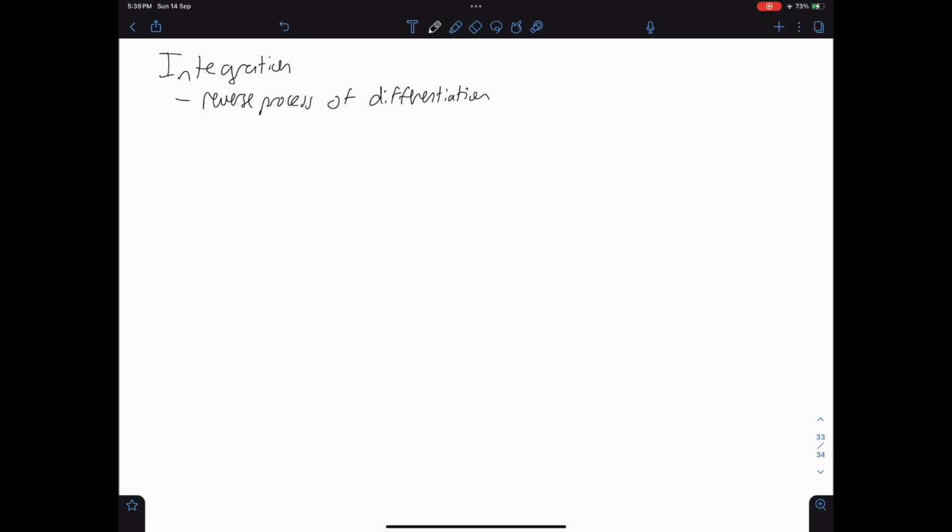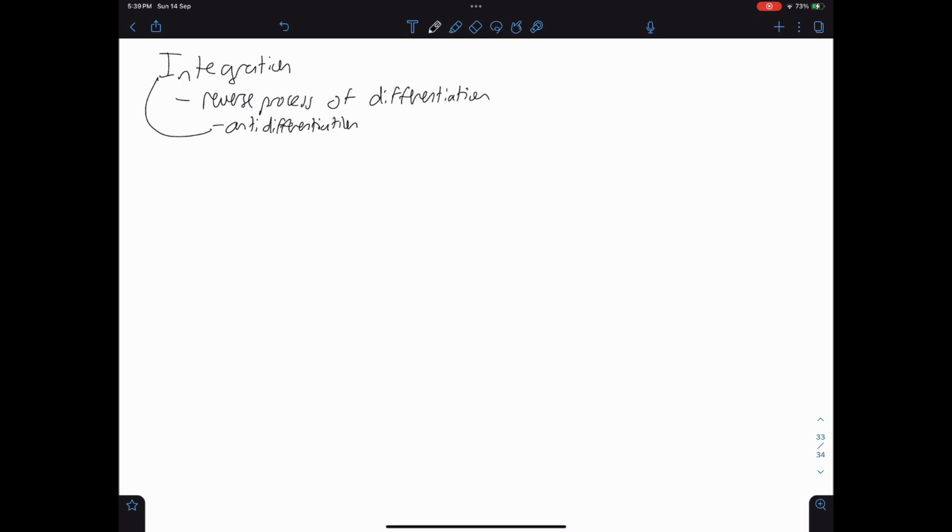So this is why it's sometimes called anti-differentiation. But because these two are the same thing, we just don't use the word anti-differentiation. So, if integration is the reverse of differentiation, then think about what the power rule will be for integration.